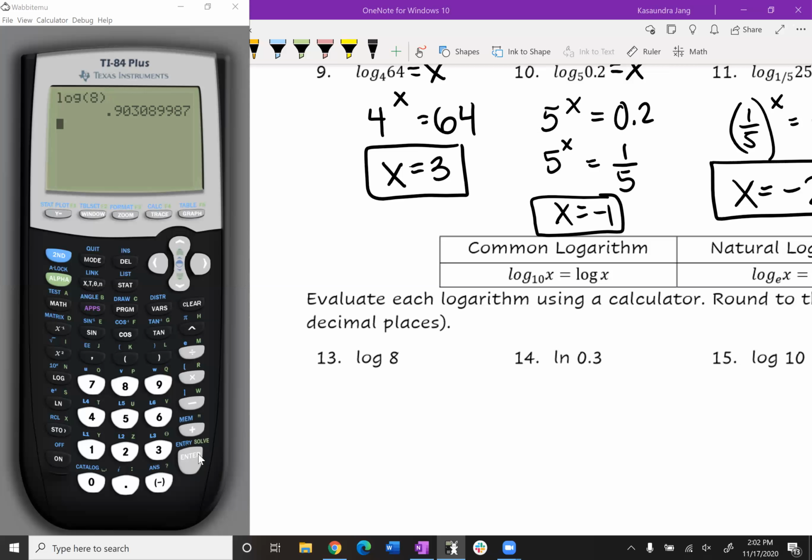Siler, Crystal. Yeah. It will automatically use a base of 10. If it does not write the base, it's automatically a base 10. Yep. Okay, so I'm going to go to the nearest thousandth, so 3 decimal places. I'm going to go with 0.903.